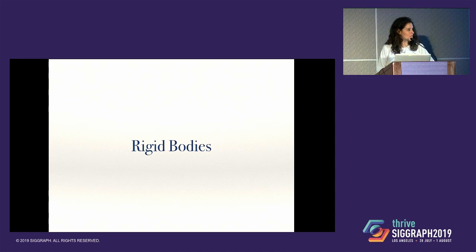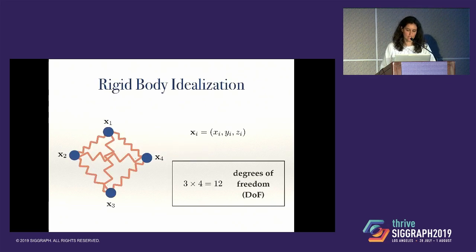All right, so now we're going to talk to you about a few different types of materials, particularly rigid bodies, soft bodies, and fluids. So before we get into a rigid body, let's count degrees of freedom.